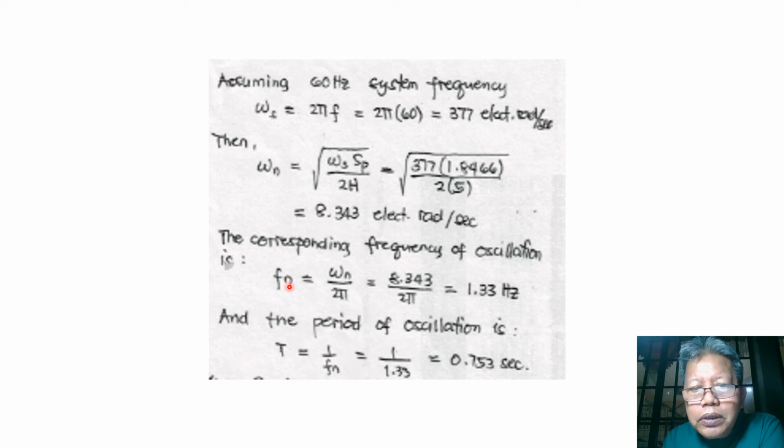Now, the corresponding frequency of oscillation fn would just be equal to omega n over 2 pi, so it is equal to 8.343 over 2 pi, and it is equal to 1.33 hertz. And the period of oscillation, which is T, is just the reciprocal of our fn, so 1 over 1.33, so this is equal to 0.753 seconds.